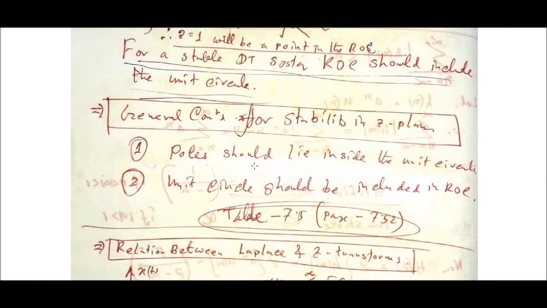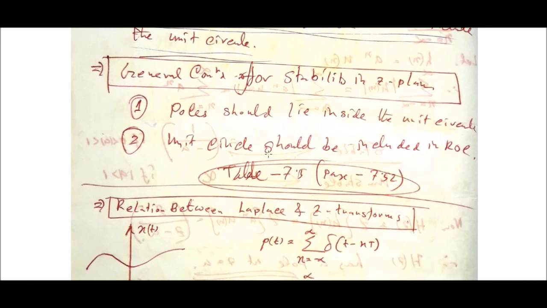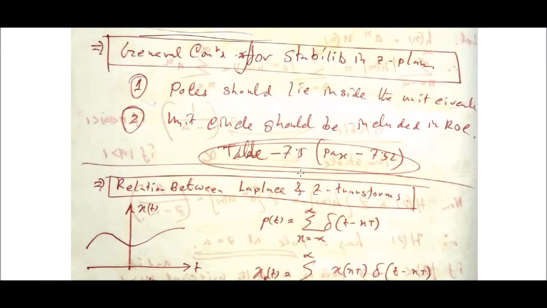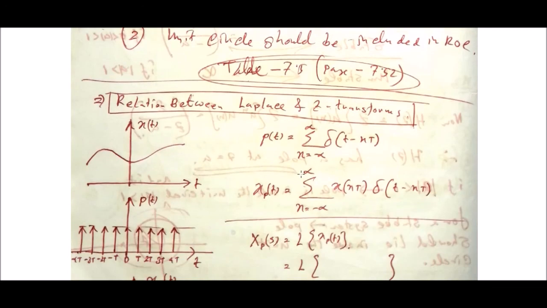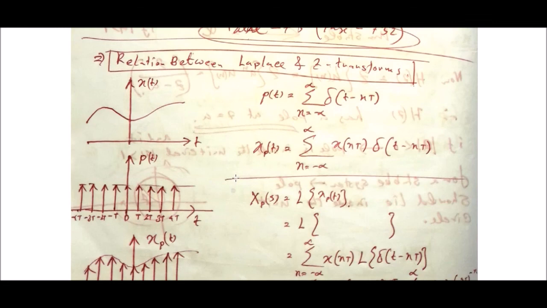Okay. The general condition for stability in the Z domain: poles should lie inside the unit circle, as I mentioned, and the unit circle should be included in the ROC. So remember, the unit circle should be included in the ROC and poles should lie within the unit circle. These are the two conditions. Now you can find out the relationship between the Laplace and Z transforms. Very easy to find out.